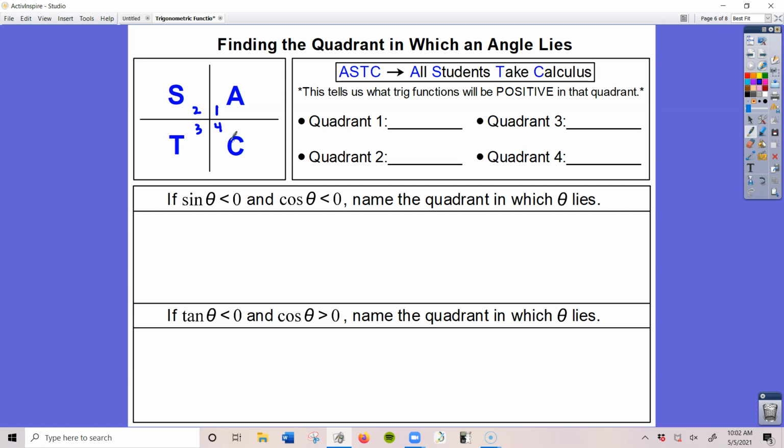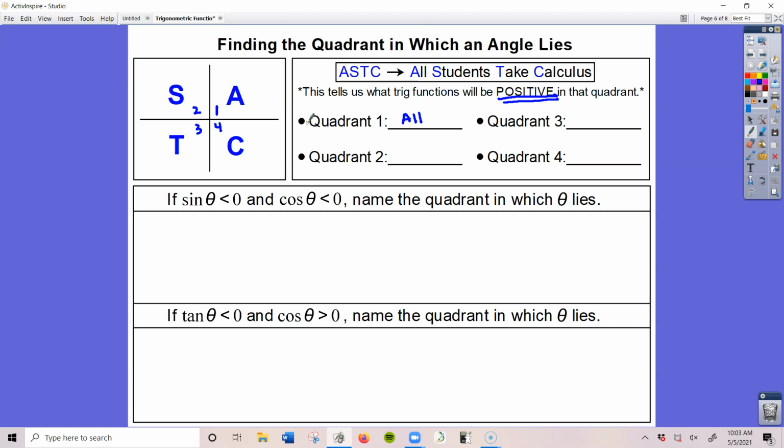All students take calculus. I know this is not necessarily true, but it's a way that can help you remember ASTC. Now what this means is that this tells us what trig functions are positive and where. So these only tell you where the trig functions are positive. In quadrant 1, A stands for all. So all of your trig functions will be positive. Cosine, sine, tangent, secant, cosecant, and cotangent.